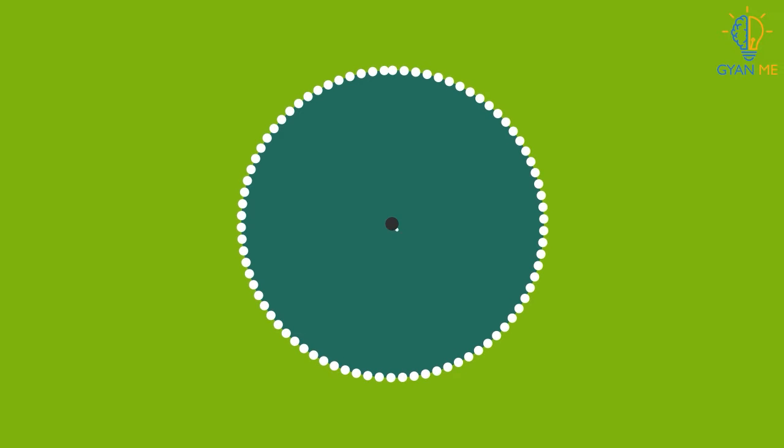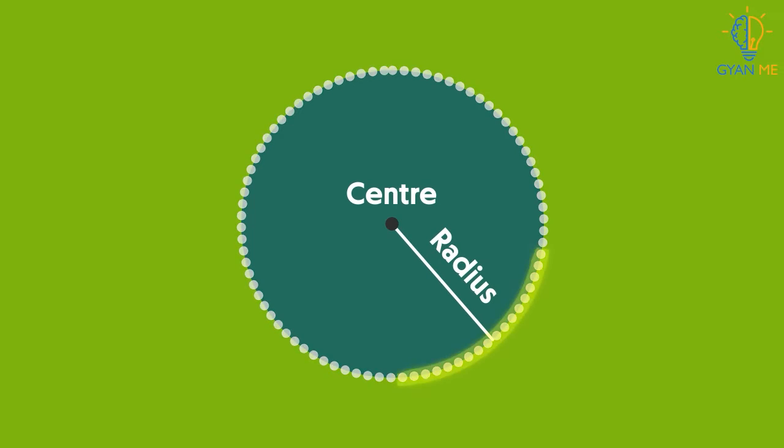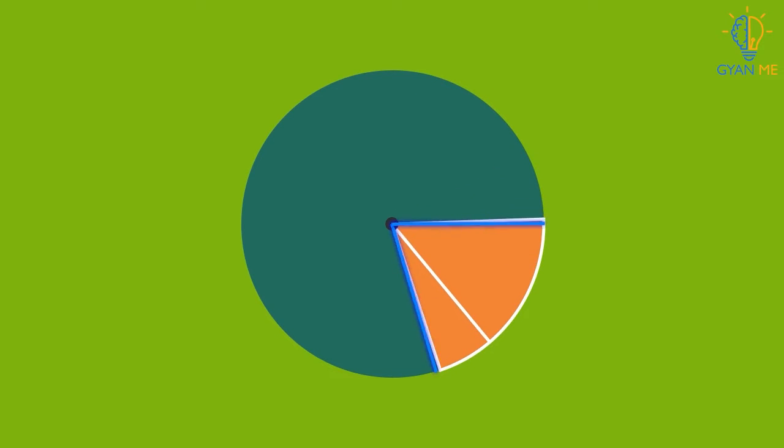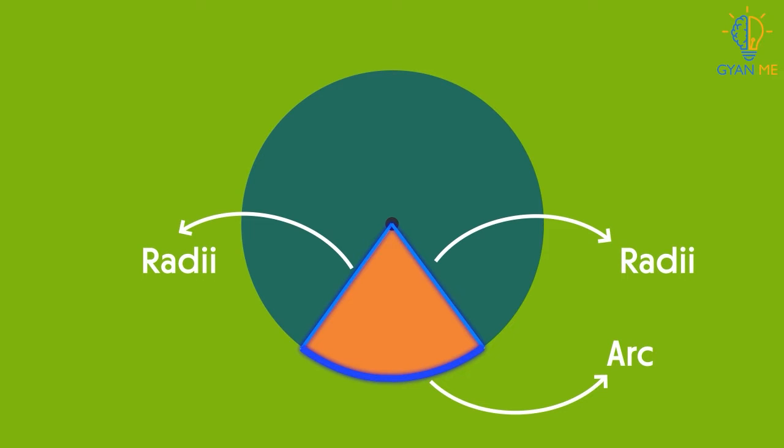Recall that a circle is a geometrical shape which is made up of an infinite number of points in a plane that are located at a fixed distance from a point called the center of the circle. The fixed distance from any of these points to the center is known as the radius of the circle, and the portion of a curve lying on the circumference of a circle is called arc. You already know that the portion or part of the circular region enclosed by two radii and the corresponding arc is called a sector of the circle.